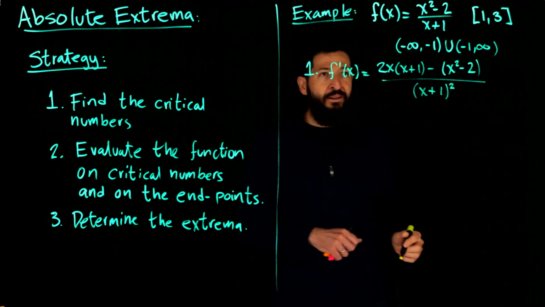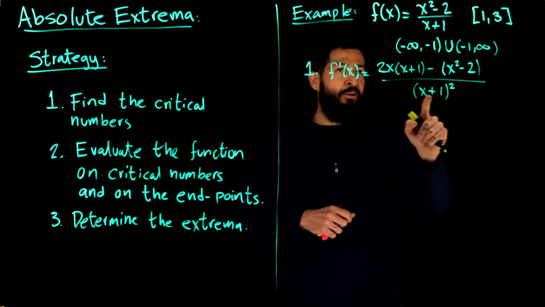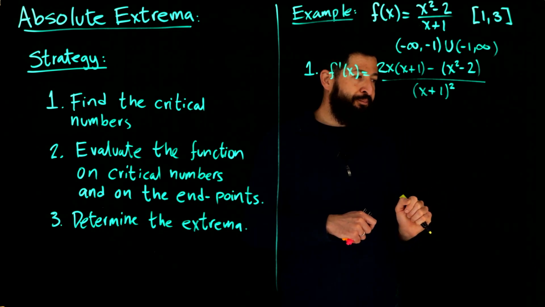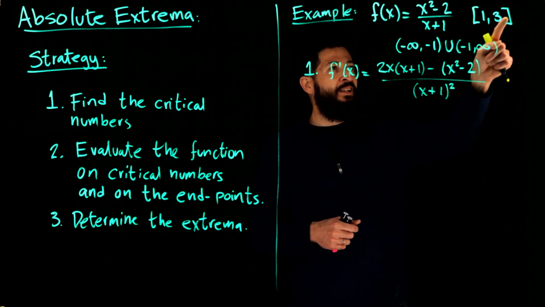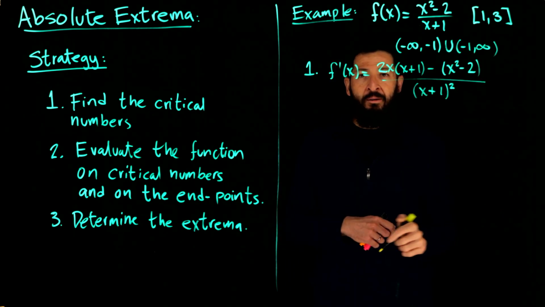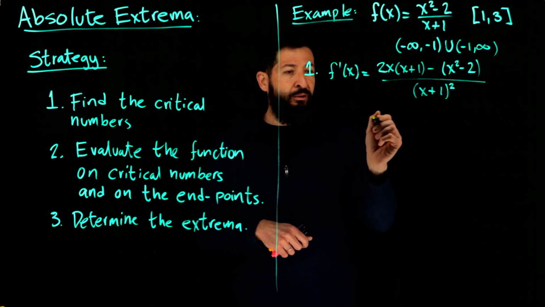Now, when is the derivative undefined, even before we simplify? That's when the denominator happens to be 0, which would be at x equals -1. -1 is outside of our interval. It's not even in the domain of the function. We don't have to care about that one. So all we have to care about is when this function becomes 0.